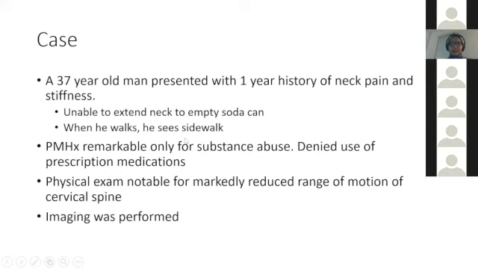Past medical history was remarkable only for substance abuse. He denied use of any prescription medications. Physical exam was notable for markedly reduced range of motion of the cervical spine. Hence, imaging was performed.